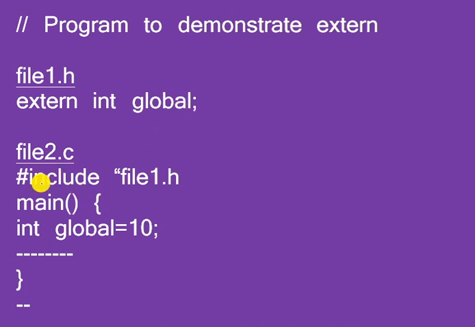So I want to access this variable, so I can include the header file #include file1.h, and within this file I am writing some code content. On that code content I am trying to access int global = 10. So here you should understand carefully.